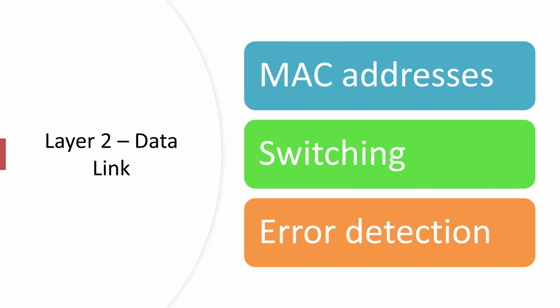Problems such as incorrect VLANs, MAC address conflicts, or switching loops, all of that occurs on layer 2.